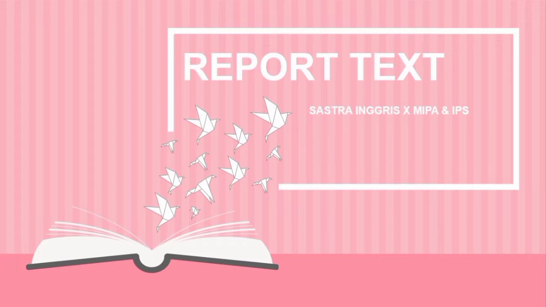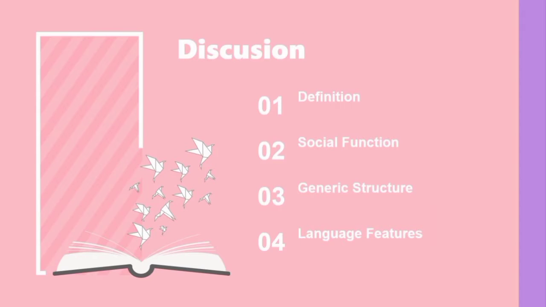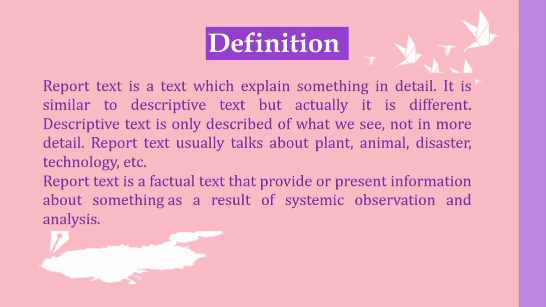Today we will study about report text. Let's get started. In this chapter we will discuss the definition, social function, generic structure and language features of a report text. The first one is definition. Definition of report text. Report text is a text which explains something in detail.